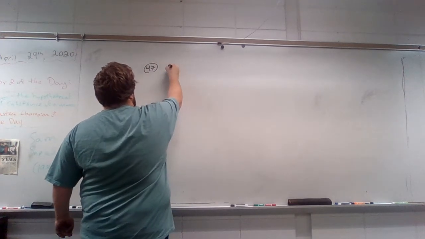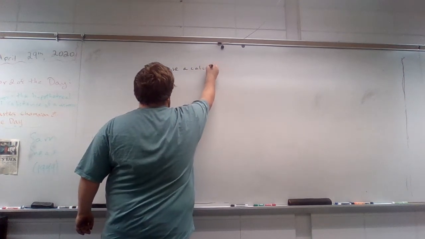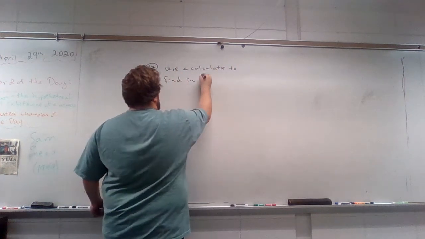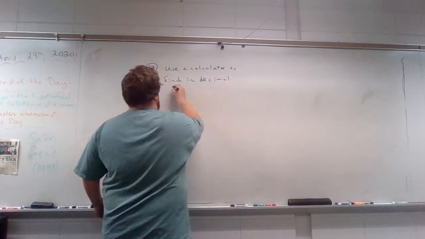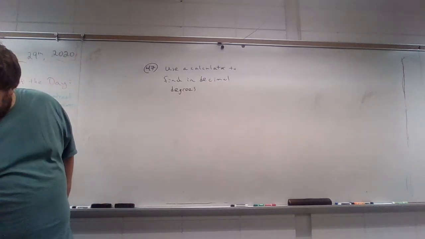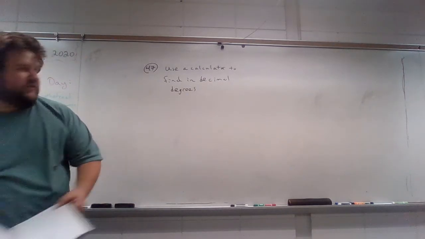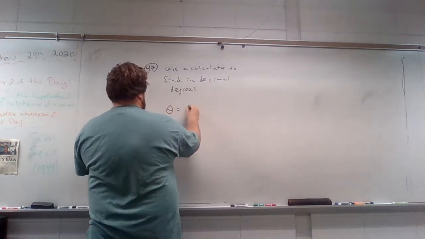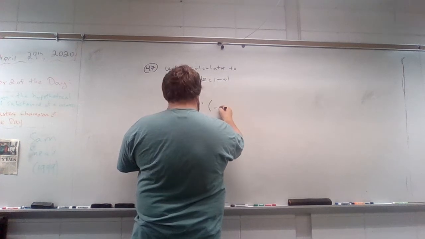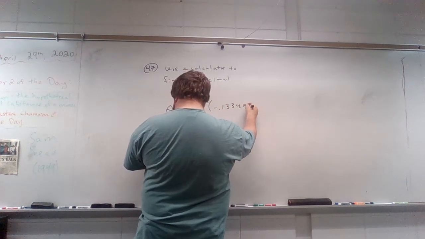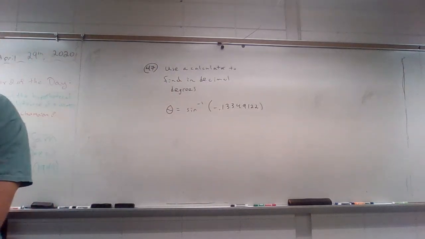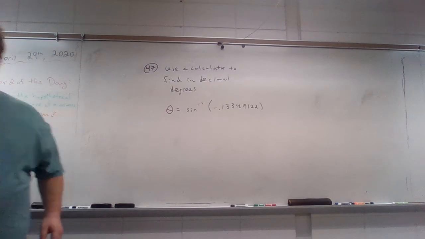What we would do is use a calculator to find, let's say, in decimal degrees, sine inverse of negative 0.133491122. They give a bunch of decimal places. We'll just do 4.